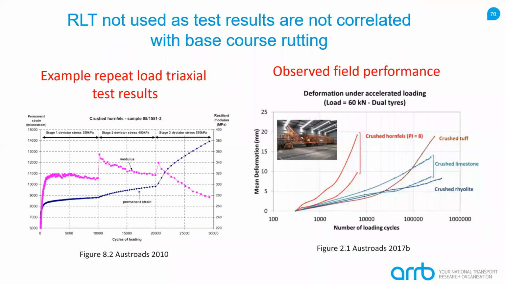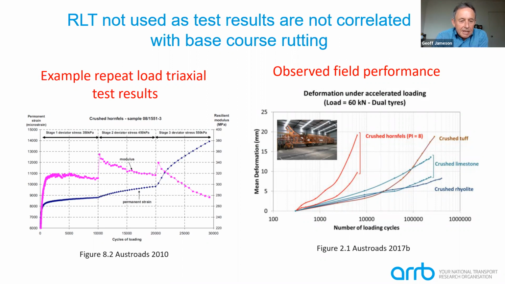Yes. You see on the top of the graph there, the different deviator stress levels that are applied in the different stages of the test. So the test, the Austroads test, consists of 3 stages. You start off with a deviator stress of 350 kPa, then you increase at stage 2 to 450, and then you do a final stage up to 550 kPa. So that's why there's a jump. The modulus value increases between 1 and 2 because the stress level is increased.